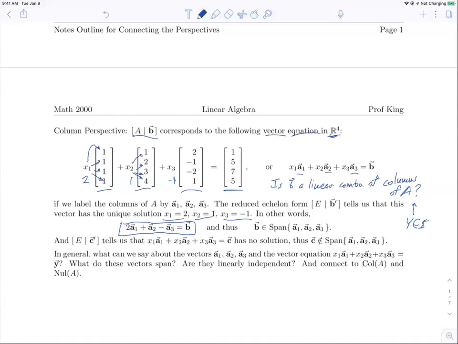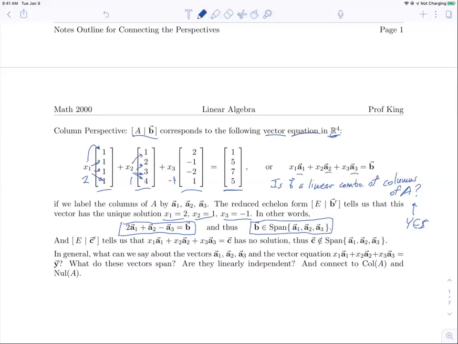And remember, the other way that we say that is that B lives in the span of A1, A2, and A3. We think of the span as the set of all linear combinations of the column vectors. And so B lives in that span because B can be written as a linear combination. Okay.